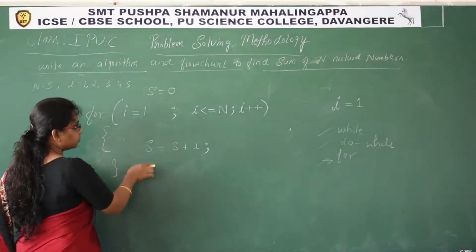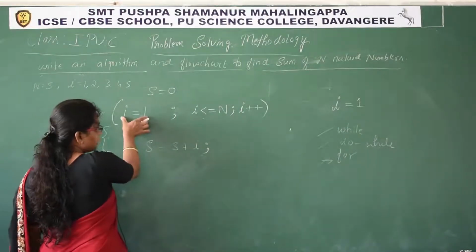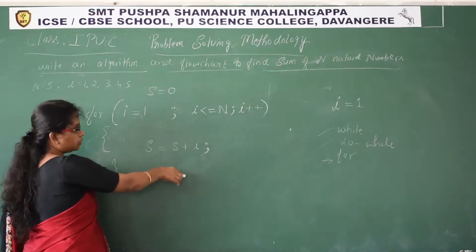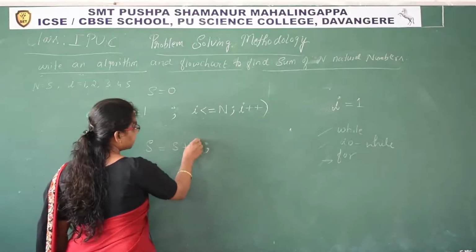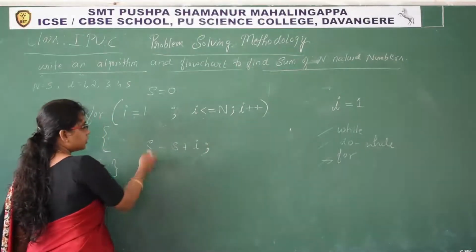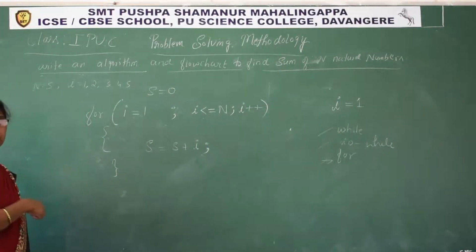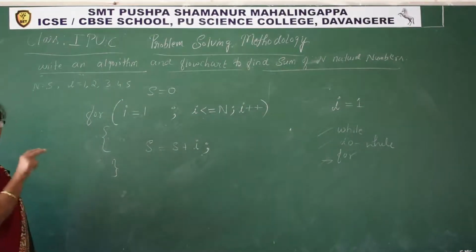Now, after execution, how does it work? First the initialization part, then the condition, then it enters the block. After execution of the statements here, it goes to the increment or decrement, the modification part. So how to understand this working rule?